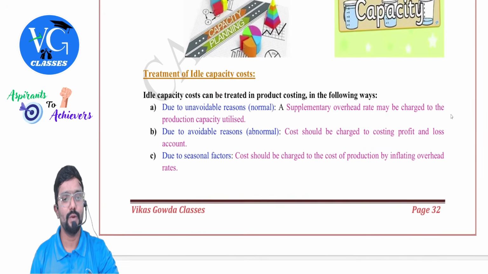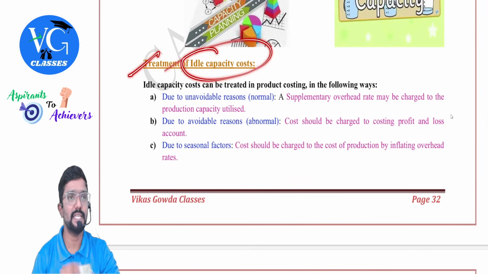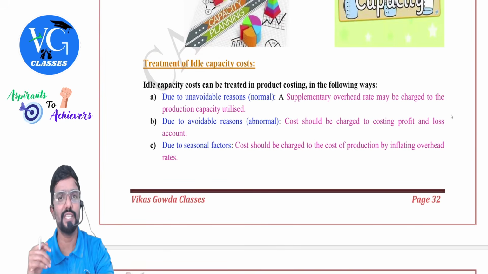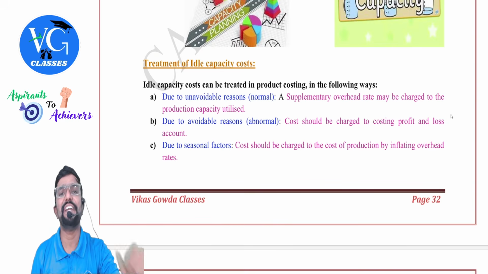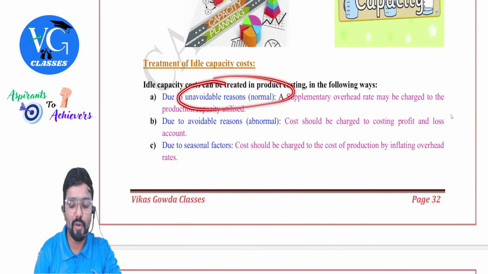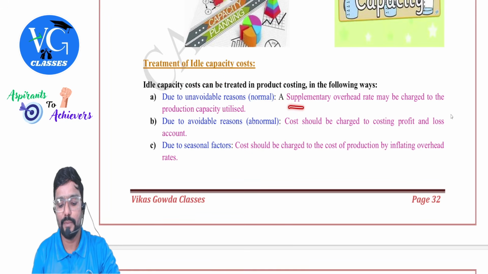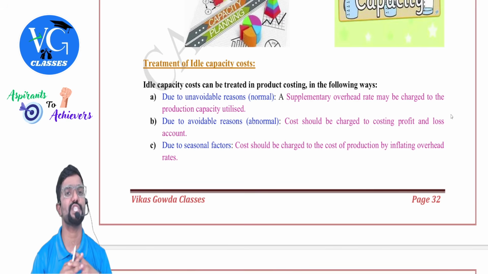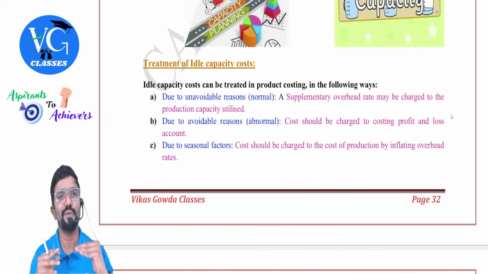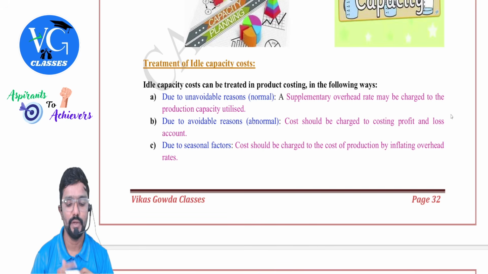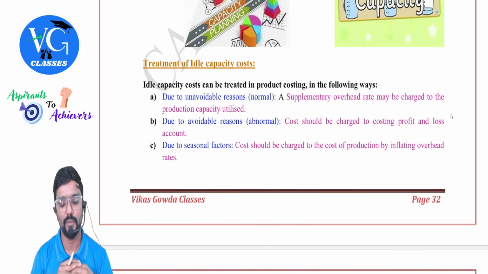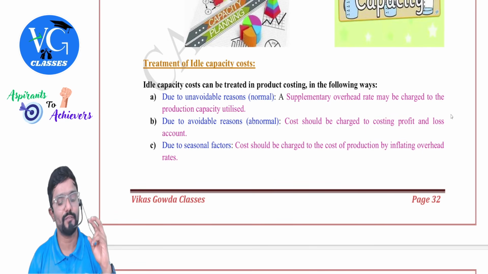Okay, sir. Now coming to treatment of idle capacity cost. Idle capacity means, sir, I would have used it, but not used. Even for that capacity, I would have incurred a cost. How do I treat it? If it is due to unavoidable reasons, that is normal, then the supplementary overhead rate may be charged to the production capacity utilized. Means it will be a part of my production cost, guys. Accordingly, the cost per unit will go up. If it is due to avoidable reasons, that is abnormal, then cost should be charged to costing profit and loss account. Whatever is the cost of the idle capacity, we need to charge it to costing P&L account separately.